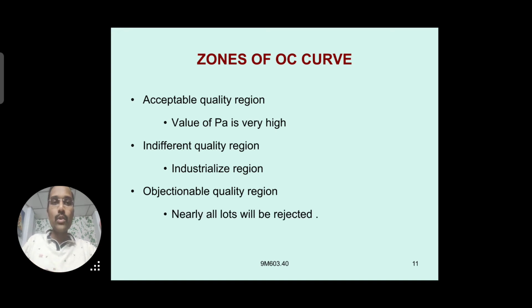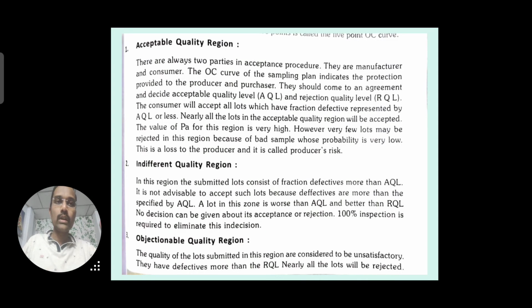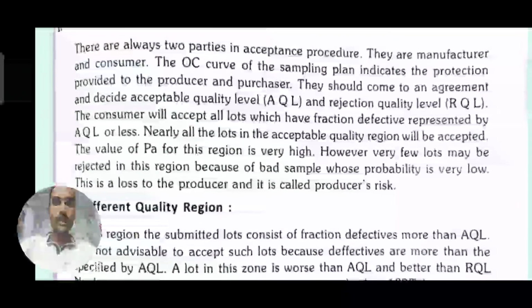Whereas in the objectionable quality region, in most cases 80% to 90% of the lots will be rejected. Let us go through the statements recorded, or we can see them in whatever textbooks.